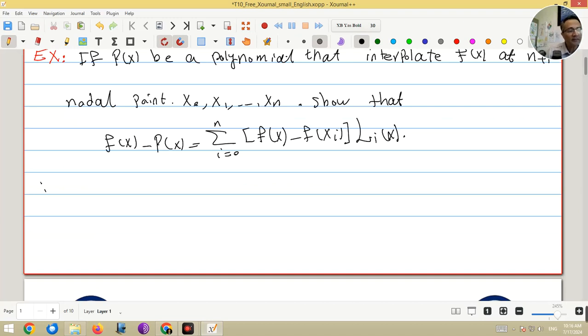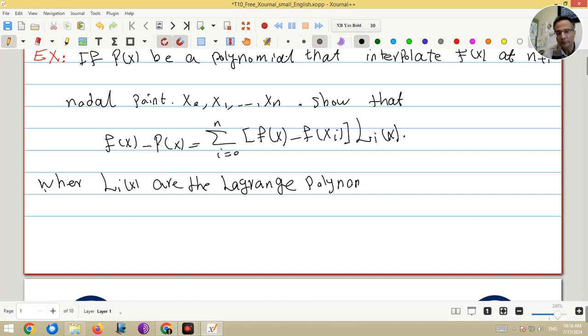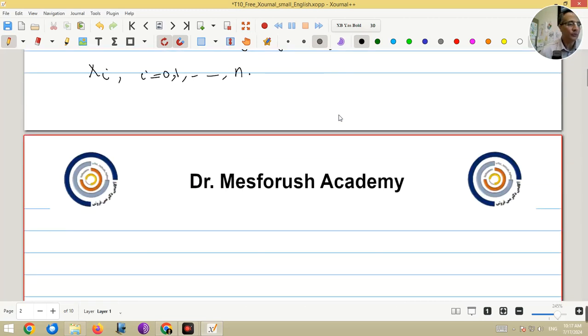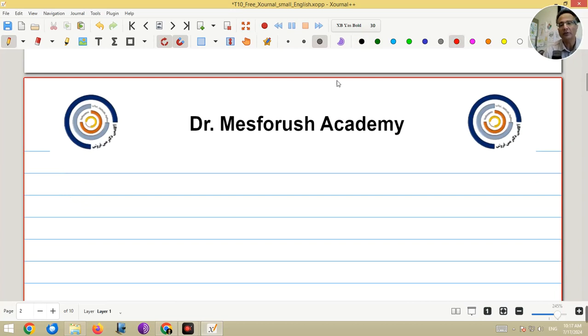Here we know that li of x are the Lagrange polynomials corresponding to xi for i equal to 0, 1 to n. Okay? Now, let me try to show the desired result.